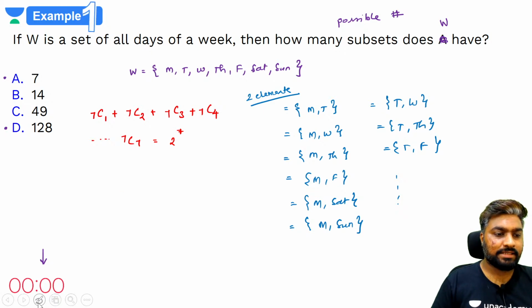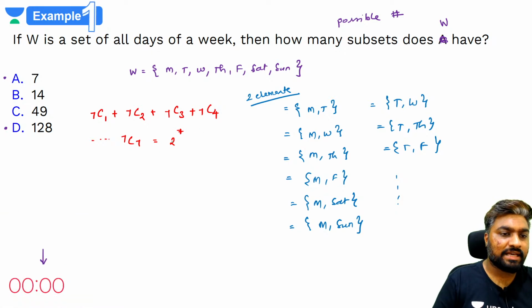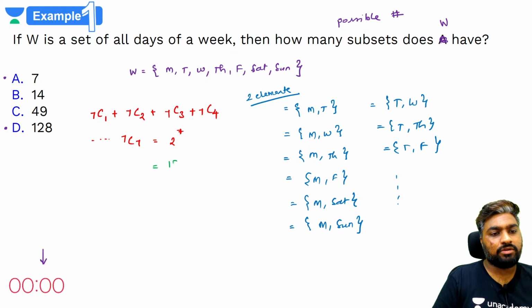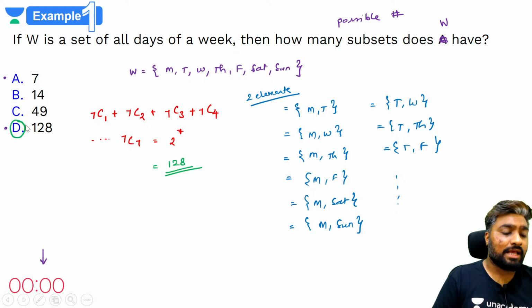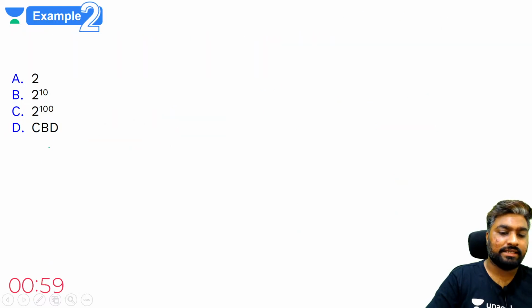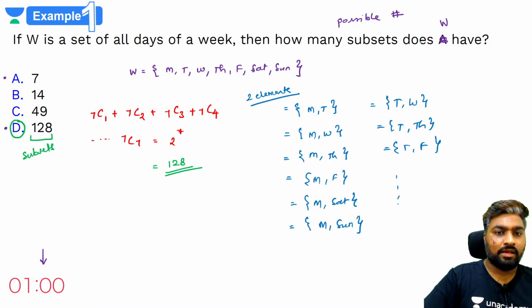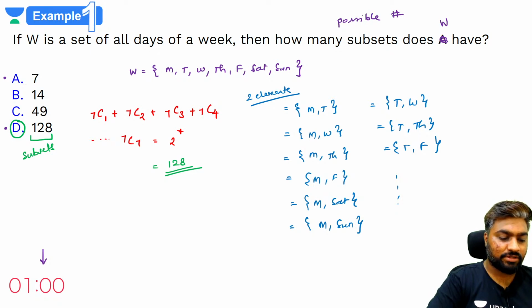Are you understanding this, guys? So what is 2 to the power 7? 2 power 7 is nothing but 32, 64, 128. So I can make 128 subsets that belong in the set W. Is it clear? Everybody say yes if you've understood this and hit like on this video.